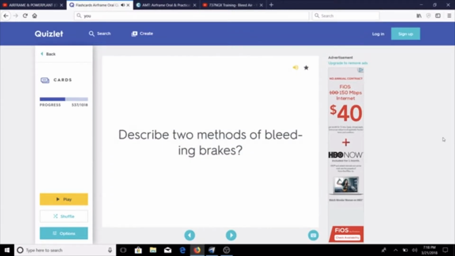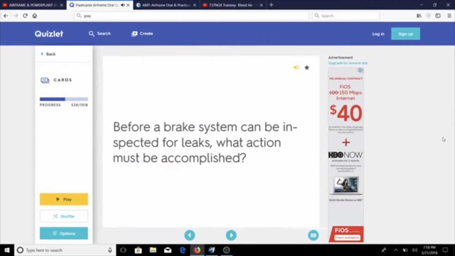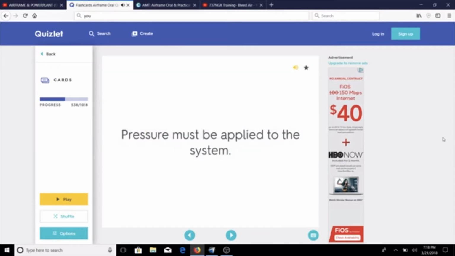Describe 2 methods of bleeding brakes. A pressure pod can be attached to the bleeder valve and fluid forced back towards the master cylinder and/or reservoir, or the master cylinder can be used for forcing fluid from the reservoir to the brakes. Before a brake system can be inspected for leaks, what action must be accomplished? Pressure must be applied to the system.